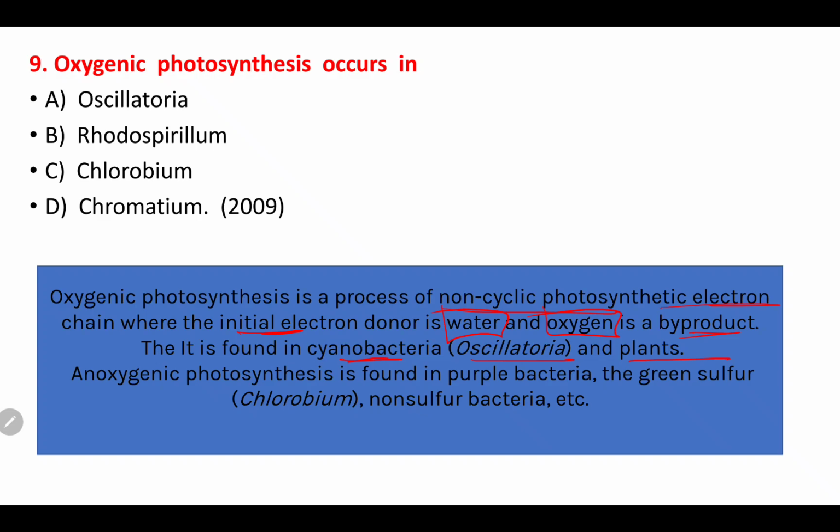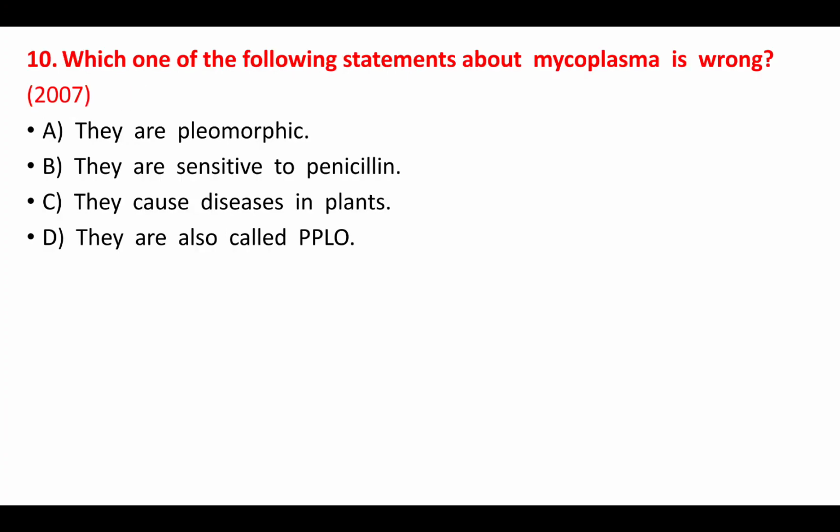Next, one more kind of photosynthesis is there, and that is anoxygenic photosynthesis. This can be found in purple bacteria, green sulfur bacteria such as Chlorobium, and non-sulfur bacteria. Here they have given oxygenic photosynthesis occurs in. They have given the example such as cyanobacteria, in that Oscillatoria. So option A is the right one. Let us move on to the 10th question.